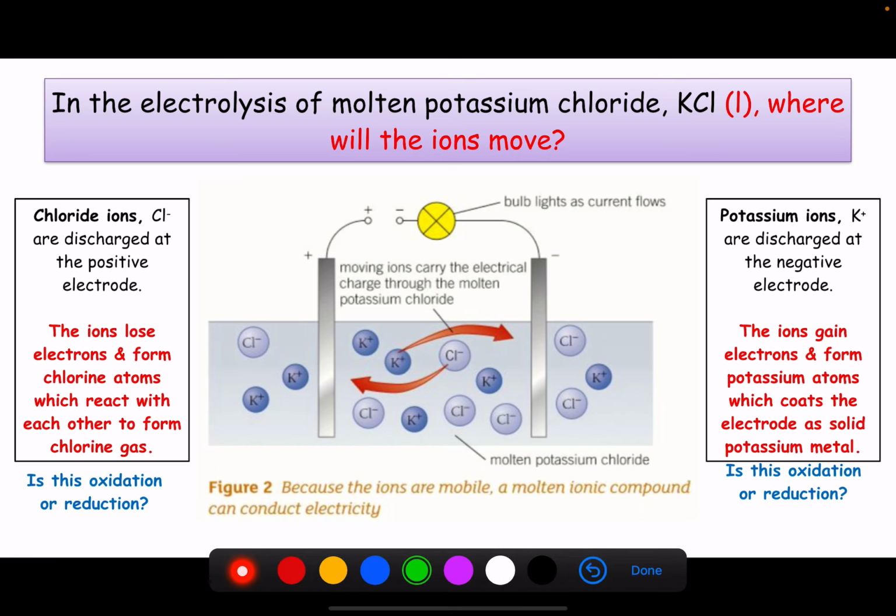And we'll remember, won't we, that using OIL RIG, we can determine which of these reactions is oxidation and which is reduction. Well, if the chloride ions are losing electrons to be discharged, then that is oxidation, OIL RIG. Oxidation is loss of electrons. Whereas the potassium ions, to lose their positive charge, need to gain electrons. Okay, so that is reduction.